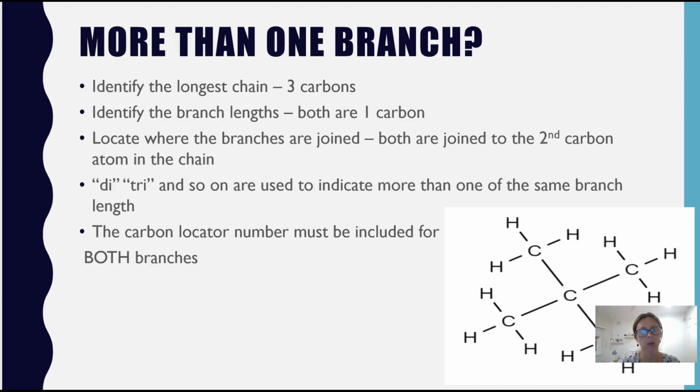So we have now got our 1, 2, 3 carbon chain, so our propane, and it is coming off the 2nd carbon in that chain, and we have got dimethyl. So with this one, we are going to have to think, all right, how are we going to name this? And it's going to be a 2,2-dimethyl propane. So let's have a look at another one.